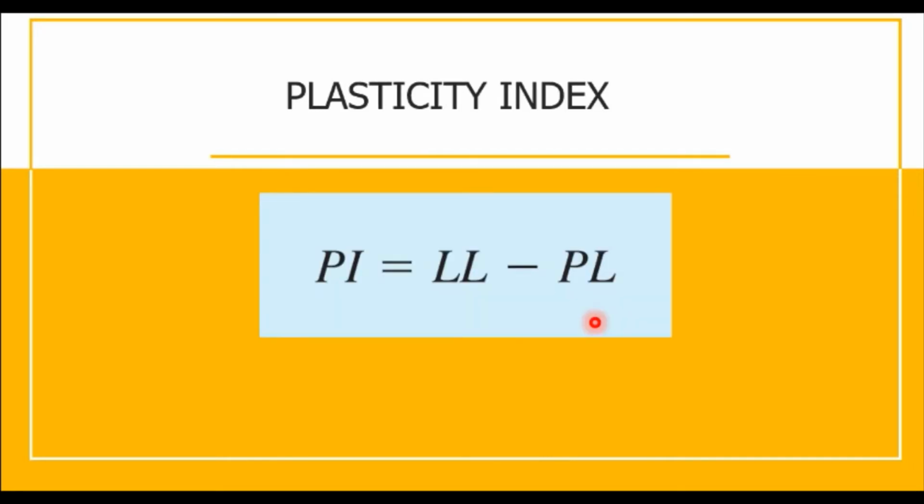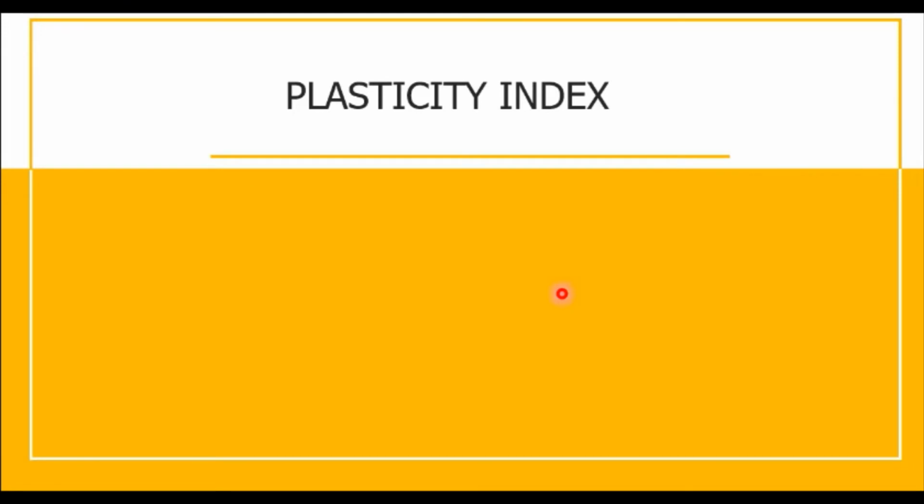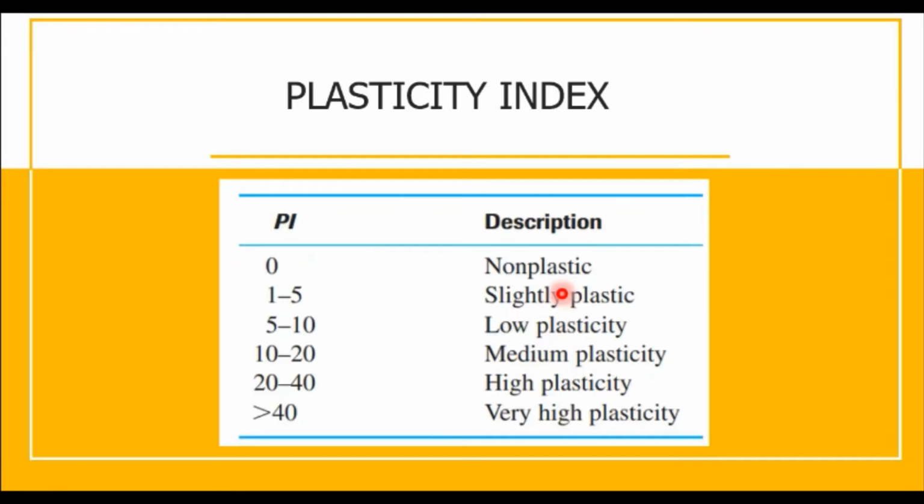So, plasticity index is just the difference between the liquid limit and the plastic limit. So, pag daw ang plasticity index natin is 0, it is described as non-plastic soil. If it's 1 to 5, it's slightly plastic. If it's 5 to 10, its description is low plasticity. And 10 to 20, the soil has medium plasticity. 20 to 40, the soil has high plasticity. And if it's more than 40, the soil has very high plasticity.